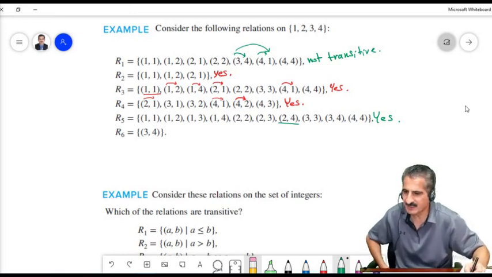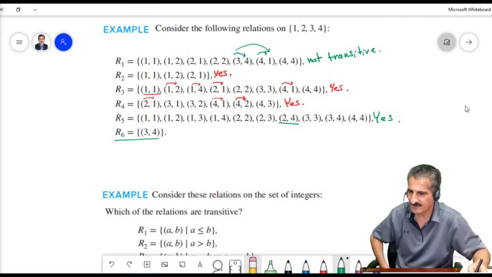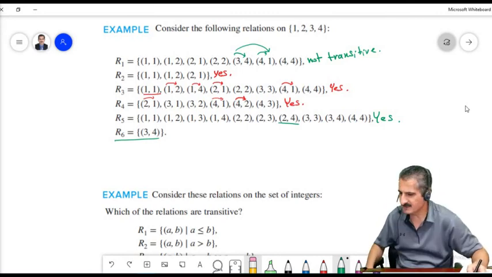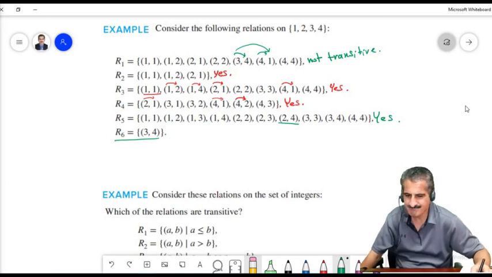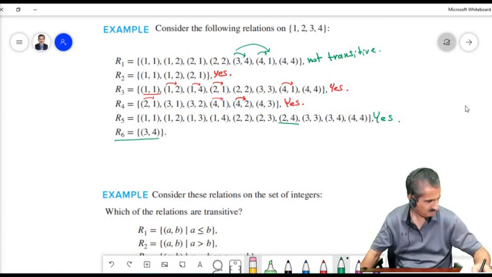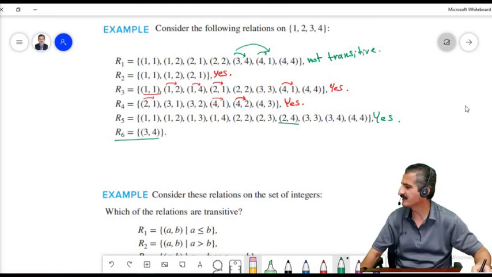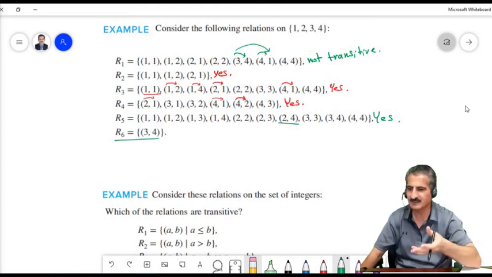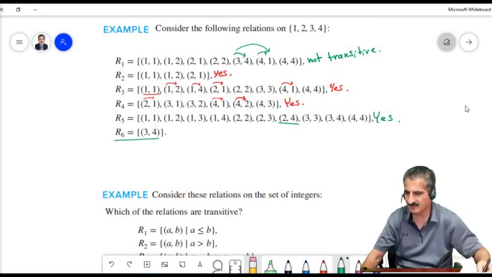What about R6? It consists of one ordered pair. What about R6? Is it transitive? R6, no, it is not transitive. Transitive says if A related to B and B related to C, then A related to C. Now I have A related to B. I don't have anything else here. No, again, it's not transitive.